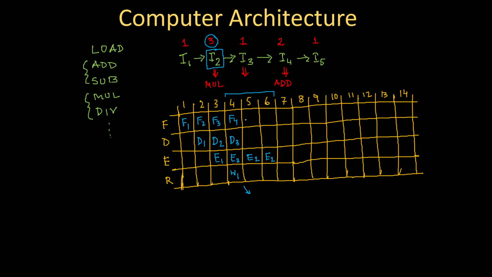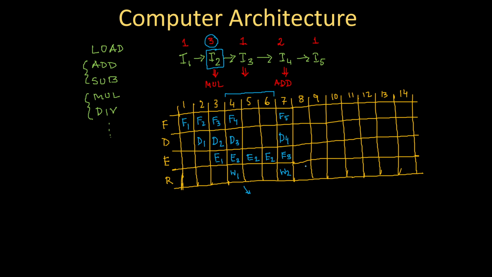A similar situation is happening over here. You see that execution is running. That's why execution of E3 cannot start over here. After 6 clock cycles, when write back of instruction 2 starts, then instruction 3 can start executing. And at that time, decode of instruction 4 can start. And at the same time, the fetch of instruction 5 can start. Right.